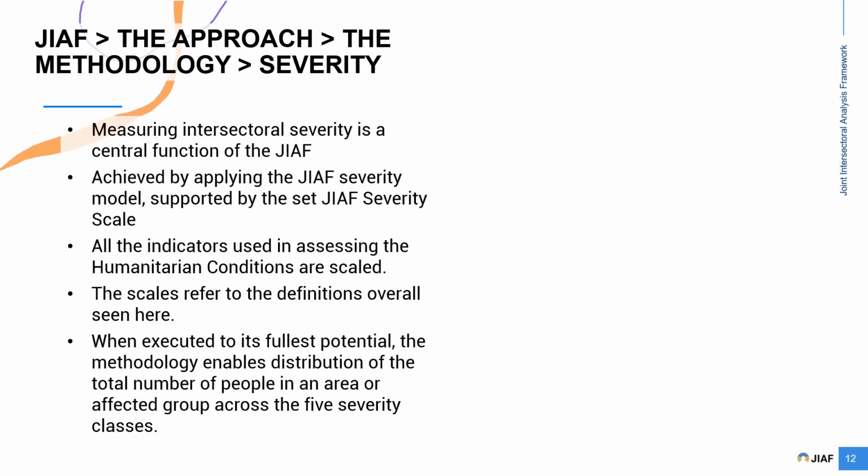Measuring intersectoral severity is a central function of the JIAF. A couple of slides ago, I mentioned that indicators were thresholded. These thresholds actually refer to the scales in the severity scale reference table. Each of the indicators that are in the JIAF table contain a severity scale. When executed to its fullest potential, the methodology enables distribution of a total number of people in an area or affected group across the 5 severity classes, and that is when we use scenario A.